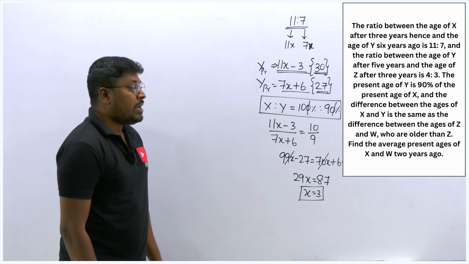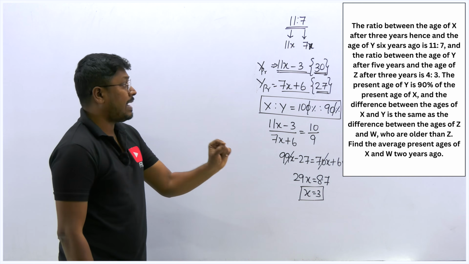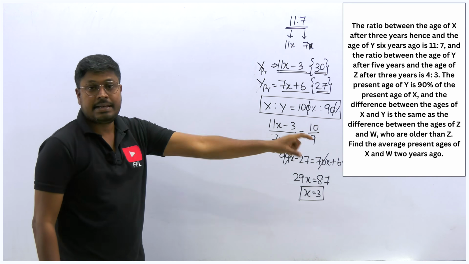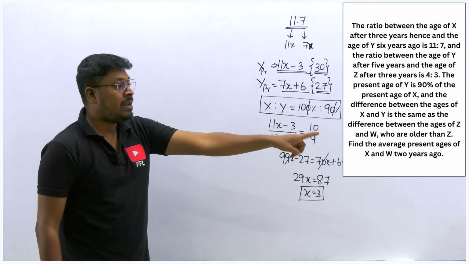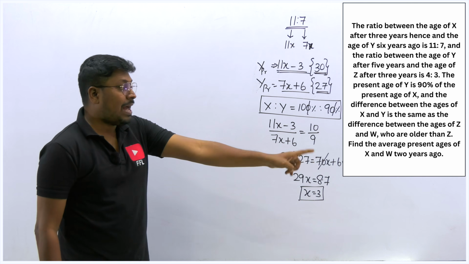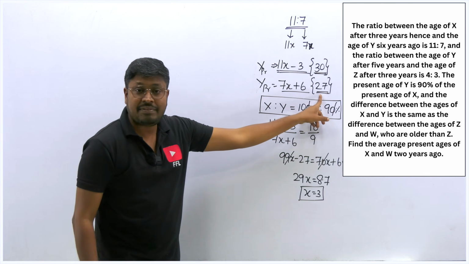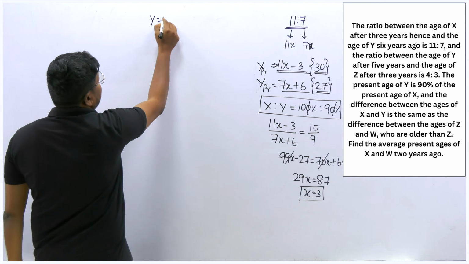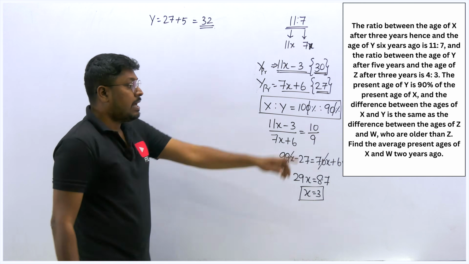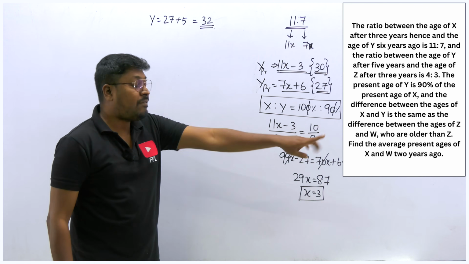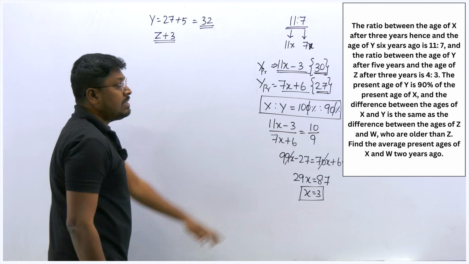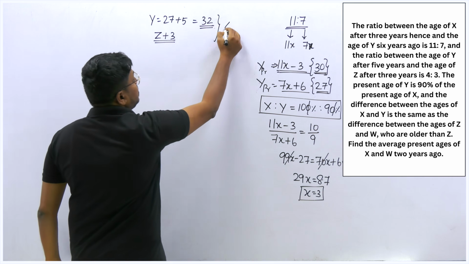Now according to the question, the second point: only because of not having an exact value of y, we didn't read the second sentence. So now look at the second sentence, the ratio between y after 5 years. Just look at the point carefully. Y is how much? 27 years. After 5 years, that means 27 plus 5, resultant will be 32. So 32 years. What they are saying is, y after 5 years and the age of z after 3 years. We don't know the age of z. So the age of z after 3 years is in the ratio 4:3. So these two values' ratio is 4:3.